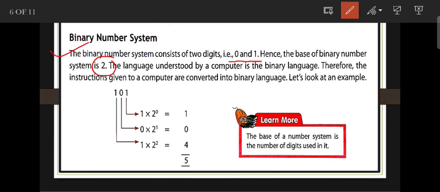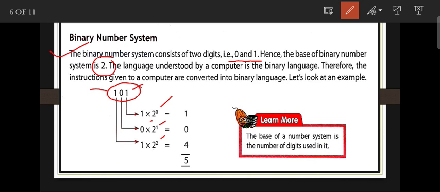Here you can see the number 101. The 1 on the right is the rightmost digit and the 1 on the left is the leftmost digit, and the base is 2. For a binary number the base is 2, so we multiply each digit by powers of 2, and this is the positional value. When we move from right to left, the positional value increases: 0, 1, 2.